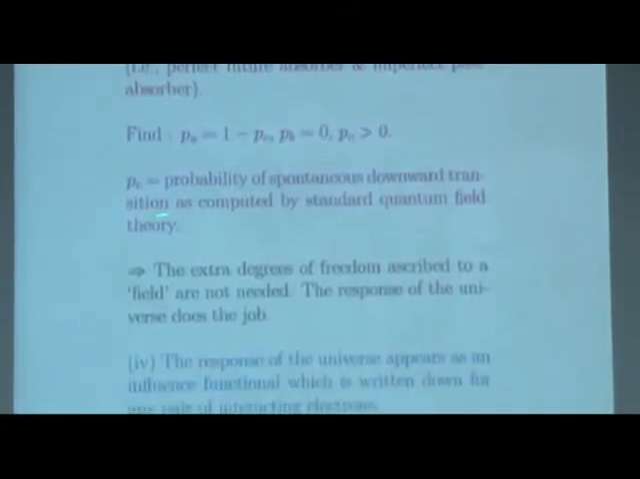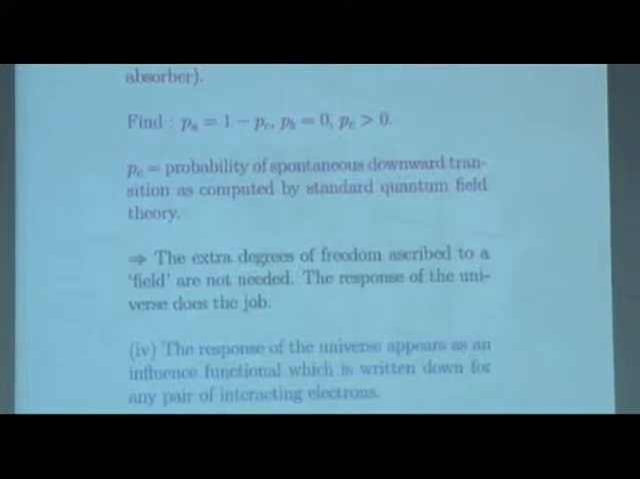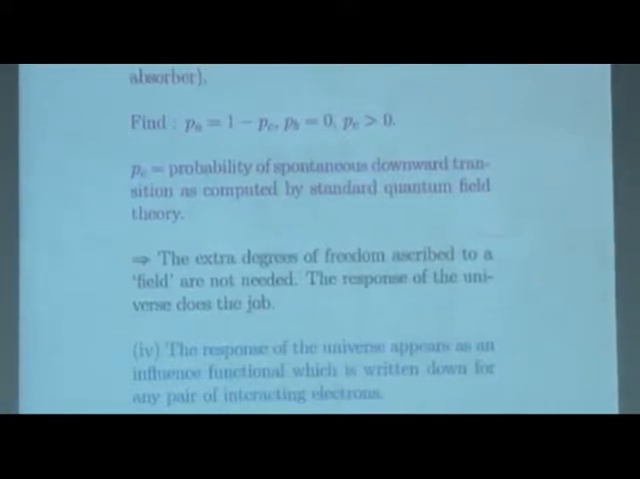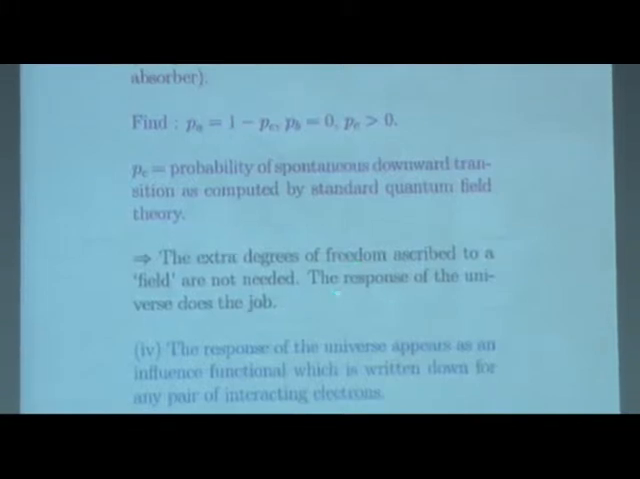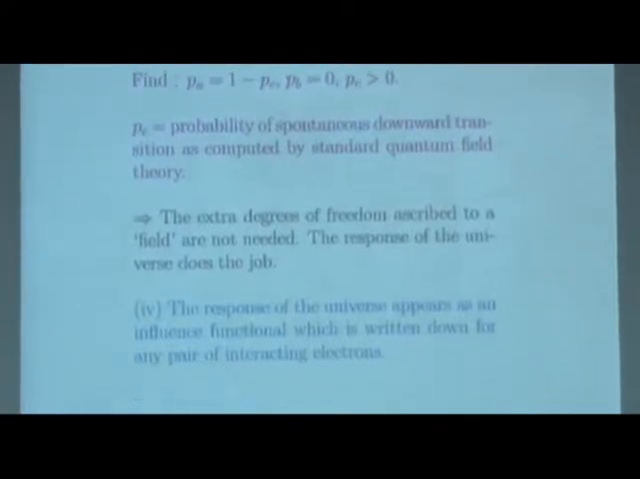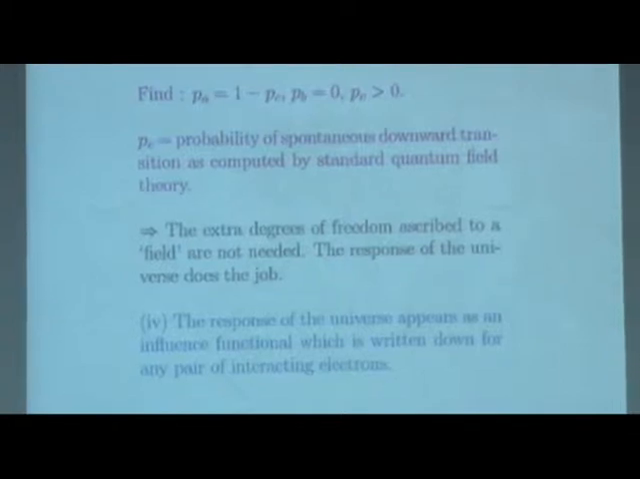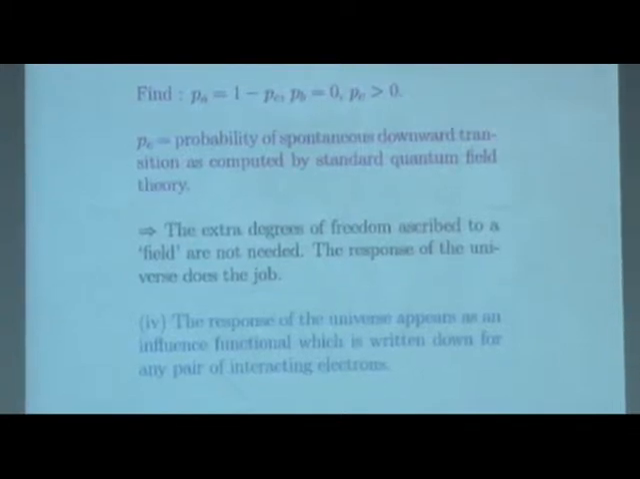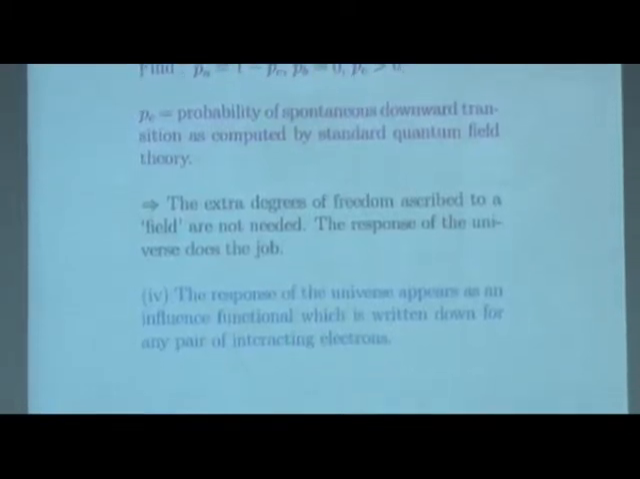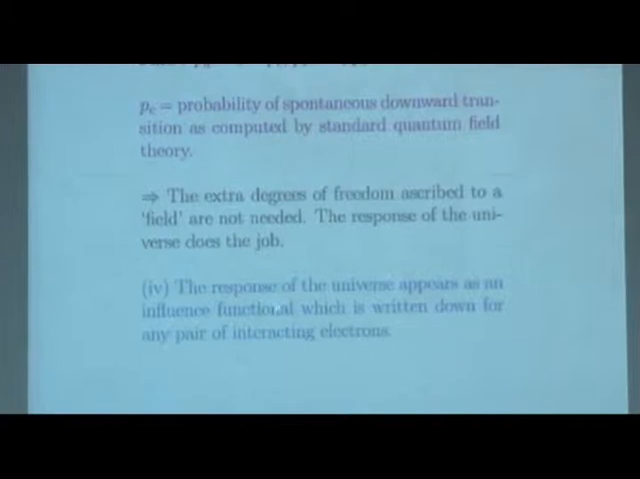So, what happens is that you get the right answer because of this term here, and the extra degrees of freedom ascribed to a field are not needed. Normally one assumes that vacuum has a half quantum for the field, the 0 state. So, the response of the universe instead plays that role. The response of the universe appears as an influence functional, which can be written as follows.